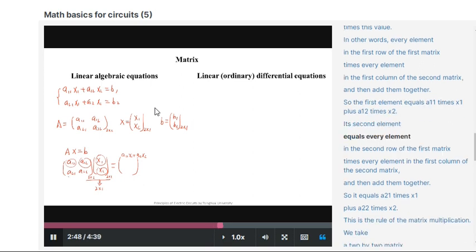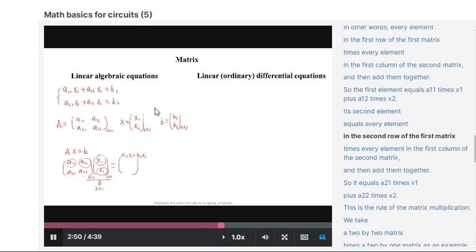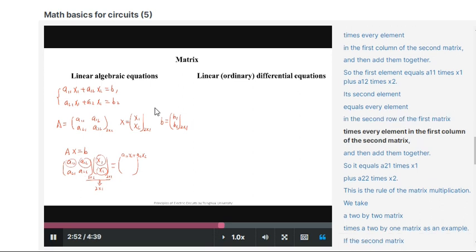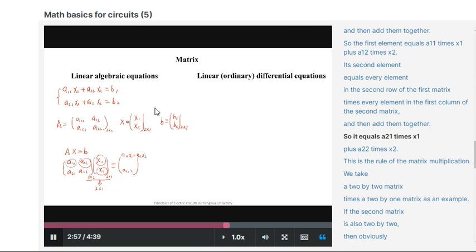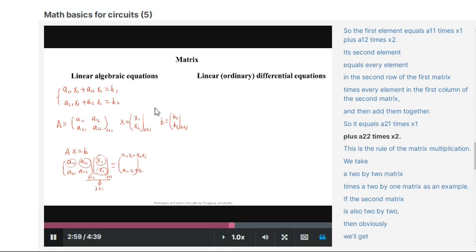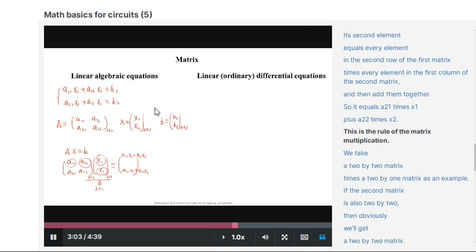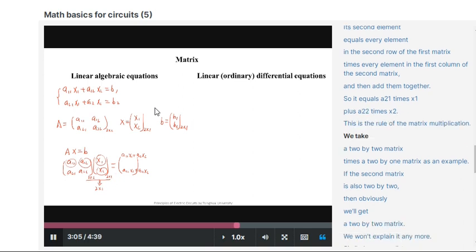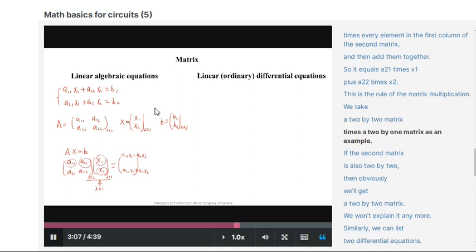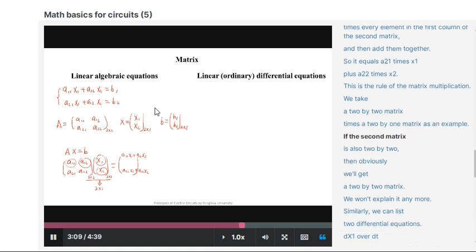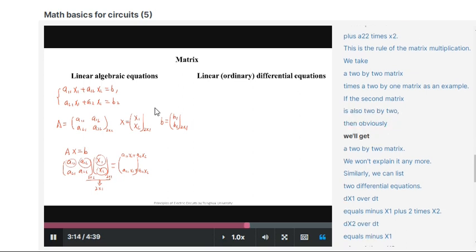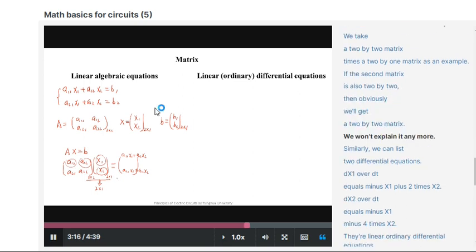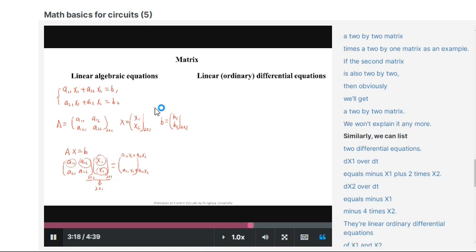Its second element equals every element in the second row of the first matrix times every element in the first column of the second matrix, and then add them together. So it equals A21 times x1 plus A22 times x2. This is the rule of the matrix multiplication. We take a 2 by 2 matrix times a 2 by 1 matrix as an example. If the second matrix is also 2 by 2, then obviously we will get a 2 by 2 matrix. We won't explain it anymore.